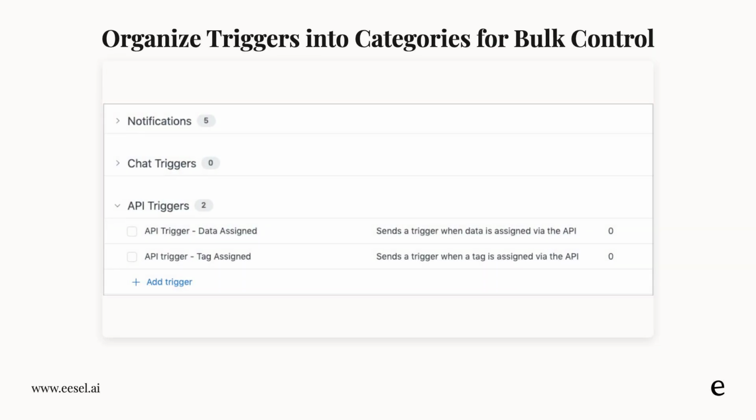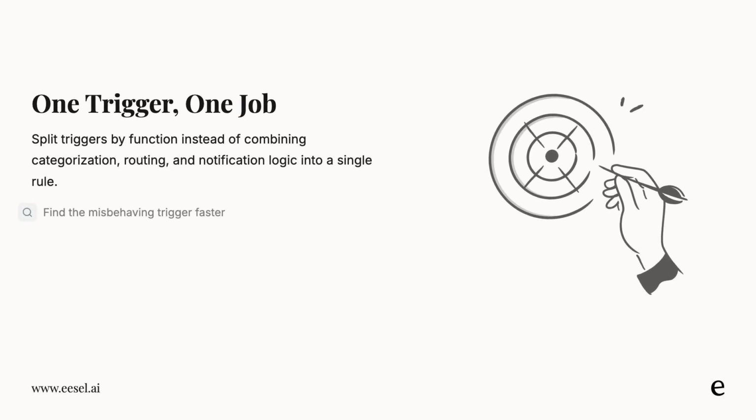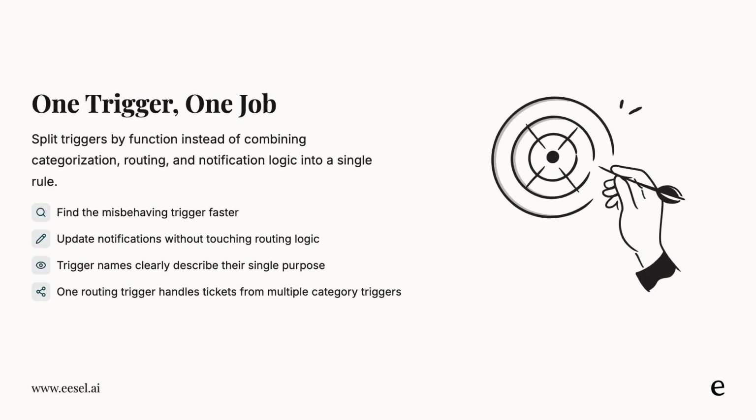Trigger categories are more than just labels. When you reorder a category, every trigger inside it moves with it. This lets you shift your entire notification phase below your entire routing phase in one drag, rather than moving individual triggers one by one.